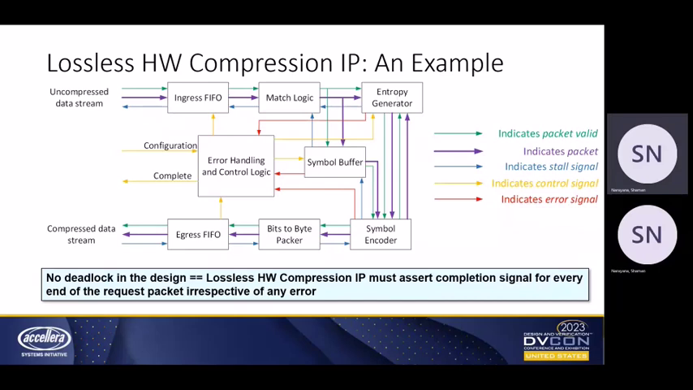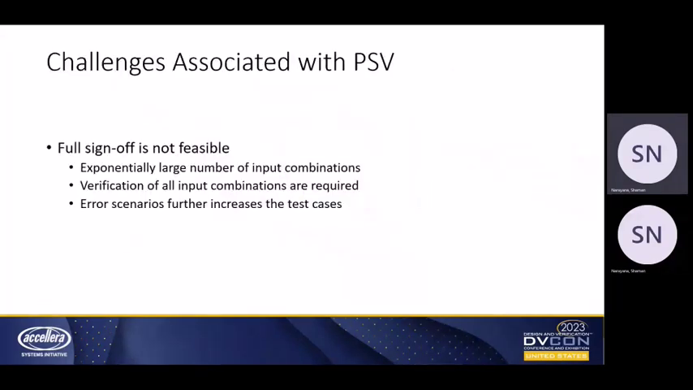Now let us look at the challenges associated with this task. For a hardware compression IP, the uncompressed stream is considered as a stimulus. For n bytes of uncompressed data, this translates to 256 raised to the n possible combinations to verify. This significantly increases the number of input combinations to verify.